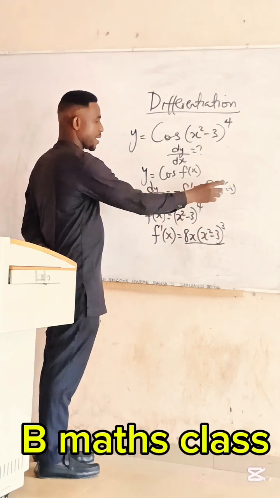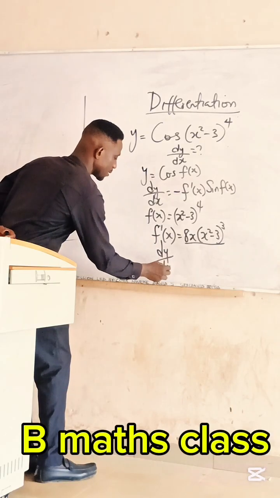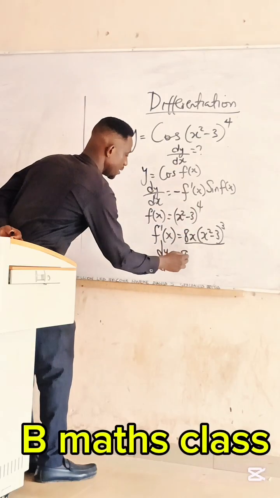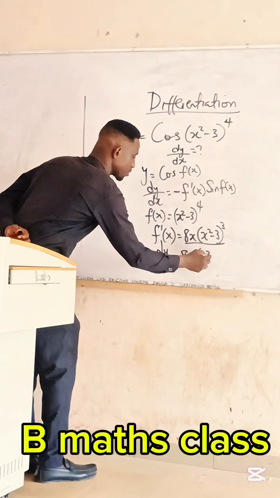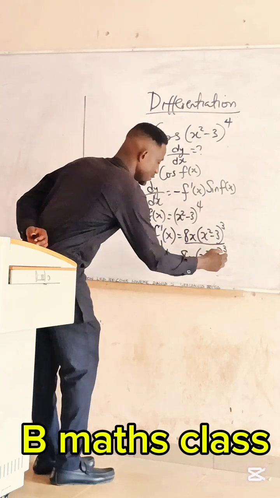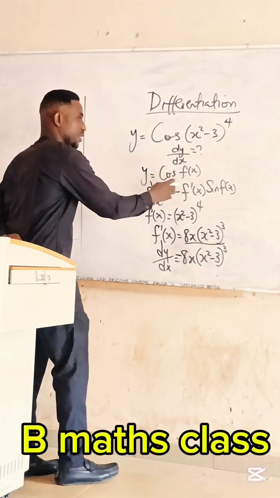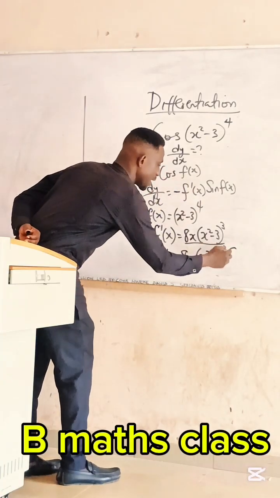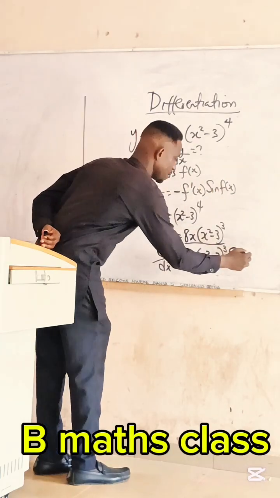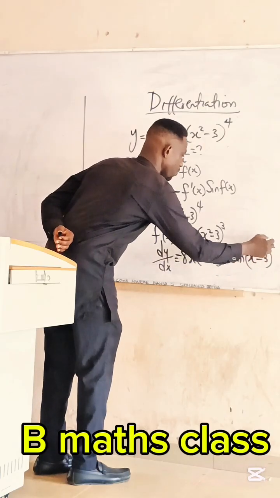So we have our final answer as dy/dx is equal to f prime of x, which is 8x into x squared minus 3 all raised to the power 3. Then minus, you add minus because when you differentiate cos, you get minus sine. Then you have sine f of x, which is x squared minus 3 all raised to power 4.